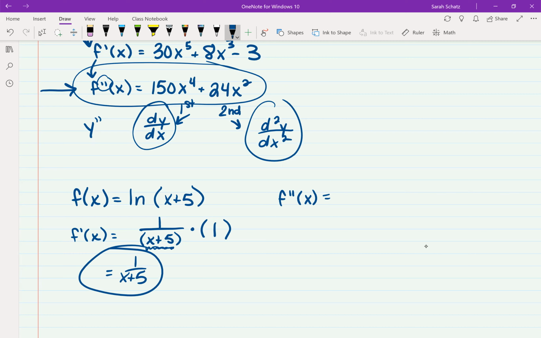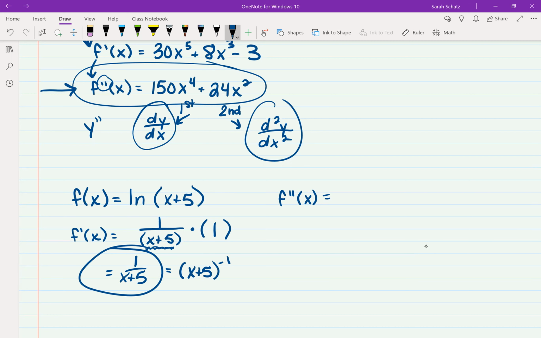Well, there's a couple ways I could do this, guys. You can see that it's a quotient, so your first thought might be quotient rule. I would not go that route. You guys, because it's just a 1 over, could I just rewrite this as x plus 5 to the negative 1? This is what I would do in this case.